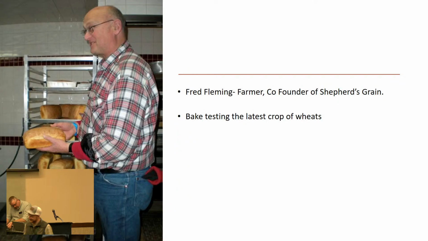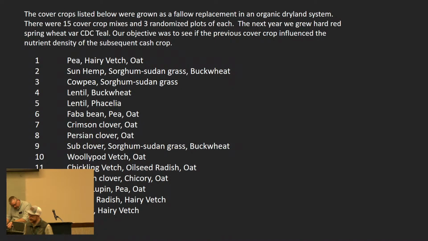But I promised I'd talk about food quality a little bit. So this is Fred Fleming, who's the co-founder of Shepherd's Grain, which is sort of a known flour company in the Pacific Northwest. They're a company that came out of the co-op for the Pacific Northwest growers. And they're all no-till. They have to be no-till to be in that group.